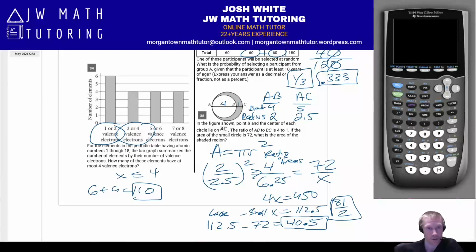Okay, so that was the May 2023 QAS, the calculator section.